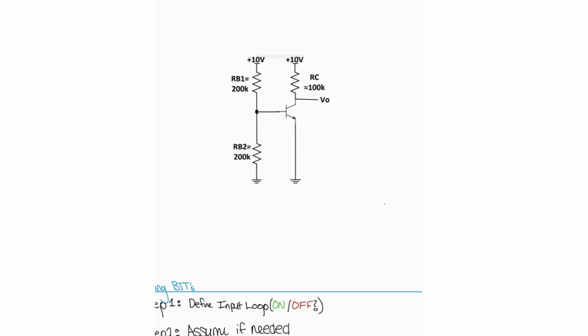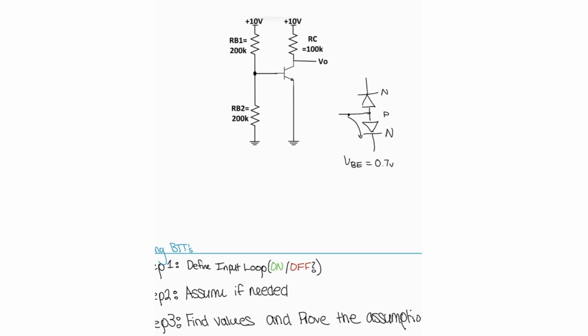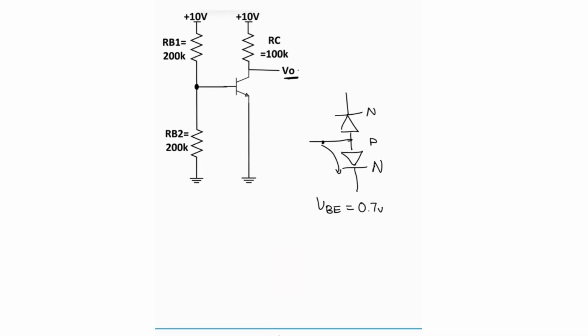We want to, in this problem, find V naught. Sorry, I drew that earlier. So we're finding V naught here, and if we need V naught, we know that this is equal to VC. This right here in a BJT, this is the VB, this is the VC, and this is the VE.